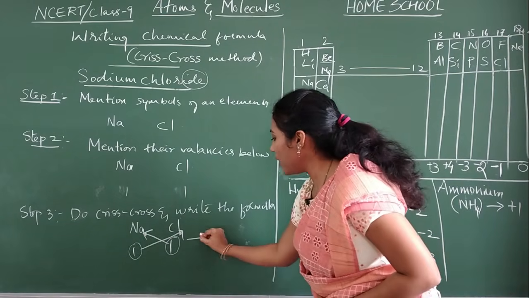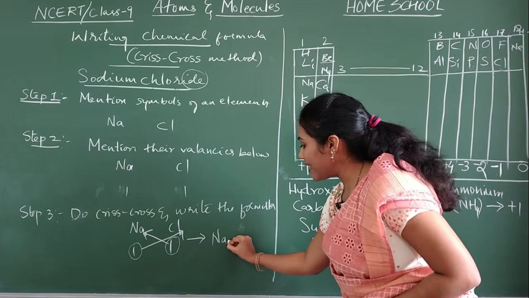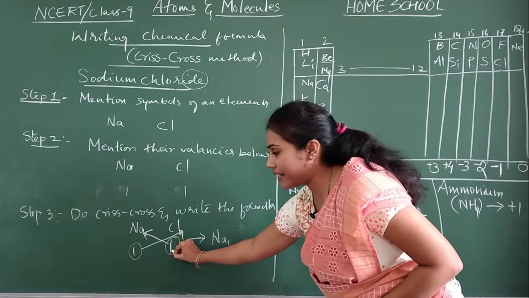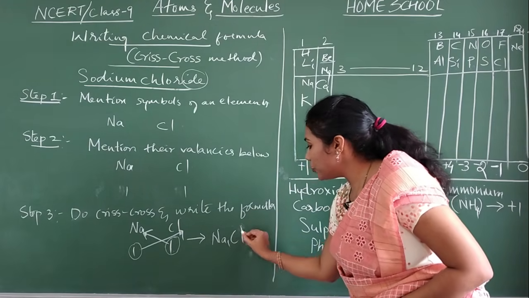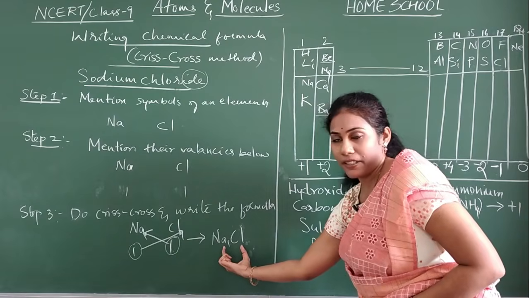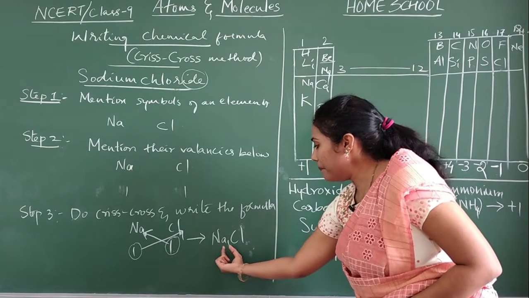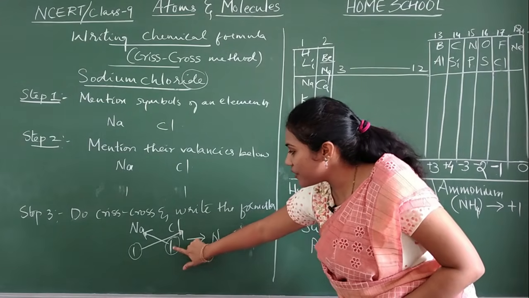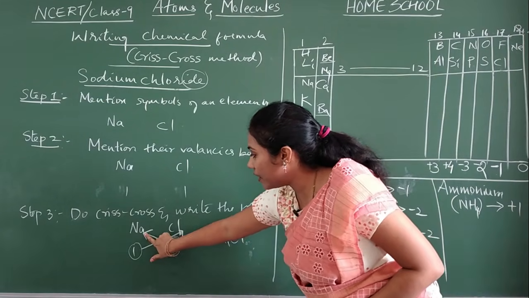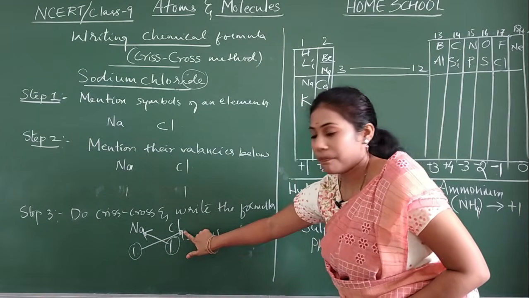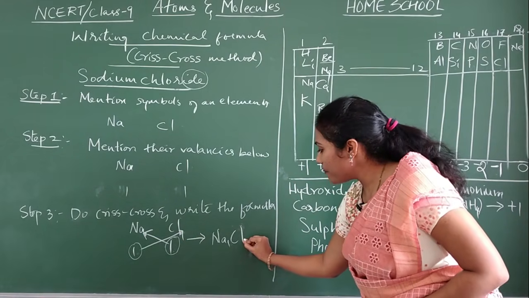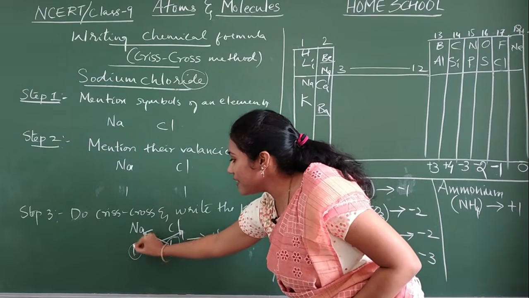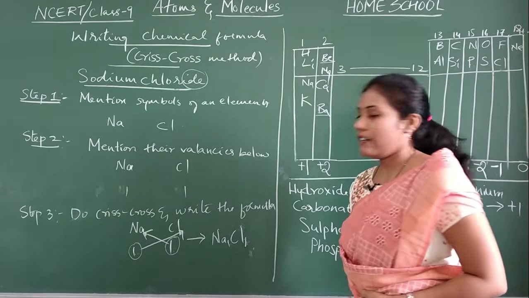So what is the formula? Na, and as a subscript what will you write? 1, which is chlorine's valency. Cl, join. Write the symbols nearby. Don't give any gap. Sodium, and here you mentioned 1. Why have you mentioned 1? Because the valency of Cl is 1. This number you have to write here. This number you should write here. NaCl. For Cl which number will you write? This one. What is this number actually? Valency of sodium. So Na1Cl1.